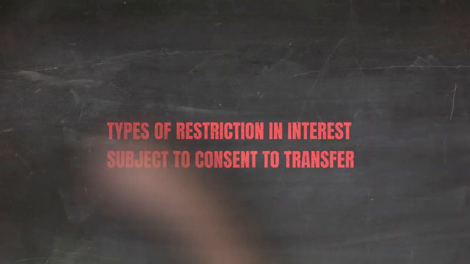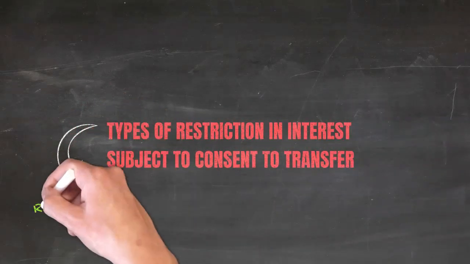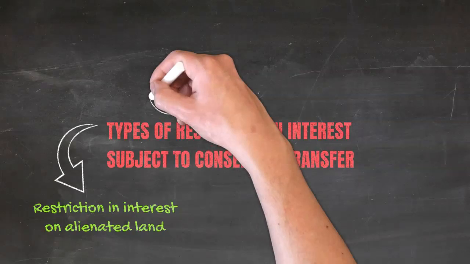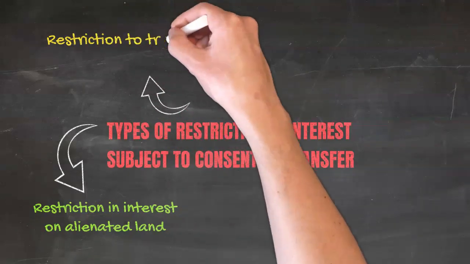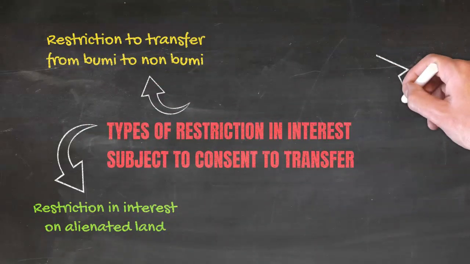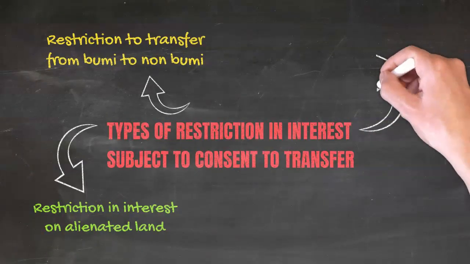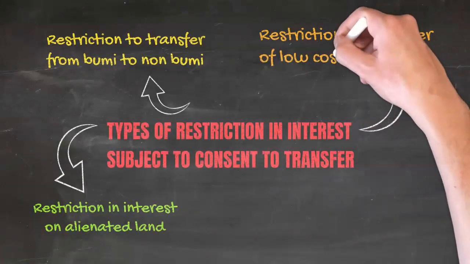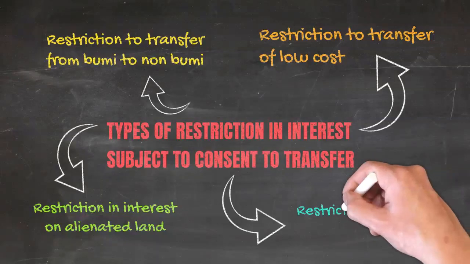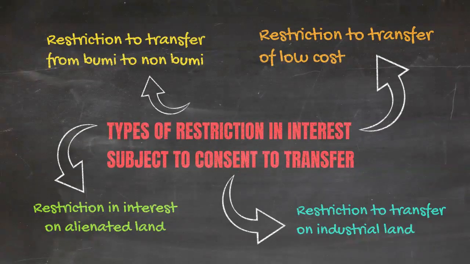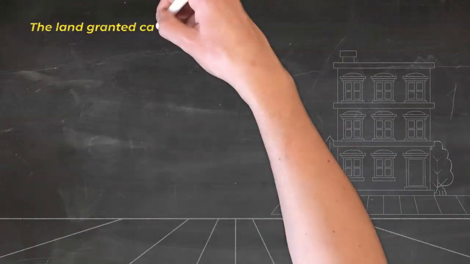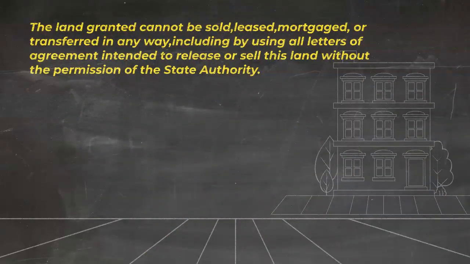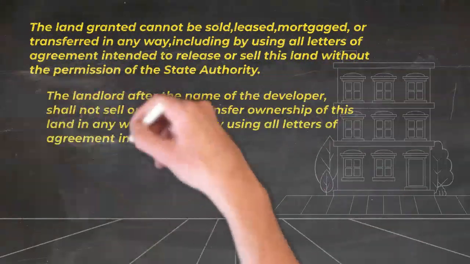Types of restriction in interest subject to consent to transfer. Number 1, restriction to transfer of an alienated land. Number 2, restriction to transfer bumi to non-bumi. Number 3, restriction to transfer of low cost. And number 4, restriction to transfer of an industrial land. The restriction imposed by the state authority is usually endorsed on the land title documents as follows.